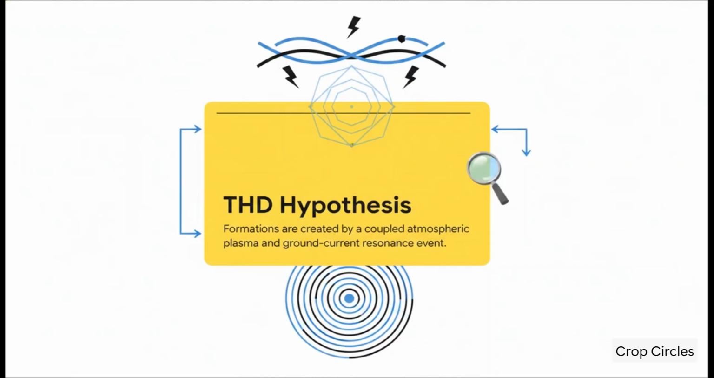The THD hypothesis proposes that these formations are the visible footprints of a massive, coupled energy event. Specifically, it involves charged atmospheric plasma, which is basically highly energized air, locking in with telluric currents, which is just electricity naturally flowing through the ground. When that energized sky and ground electricity connect, they create an invisible, structural standing wave over the crops. Think of it like a vibrating, sustained frequency hovering right above the dirt.